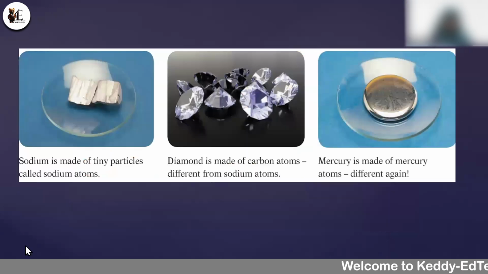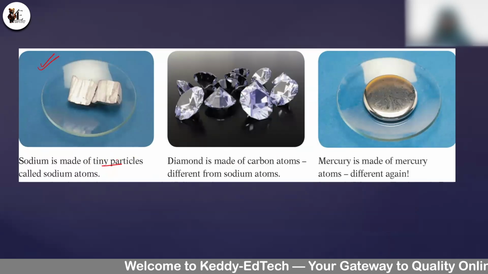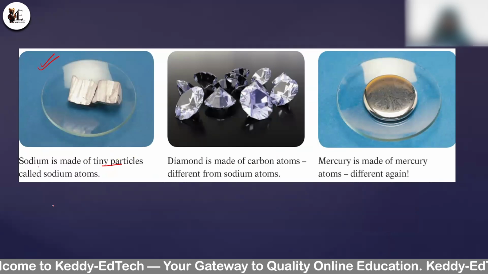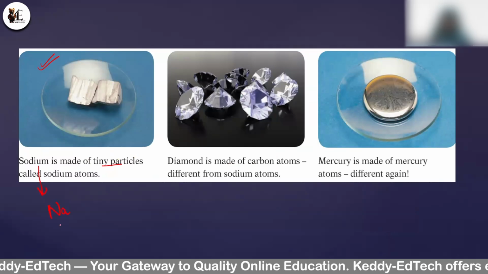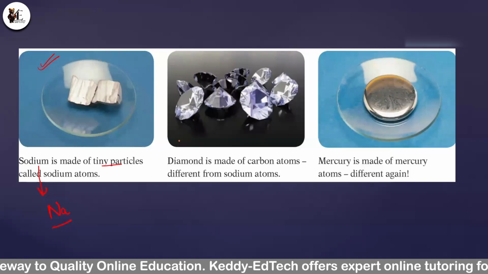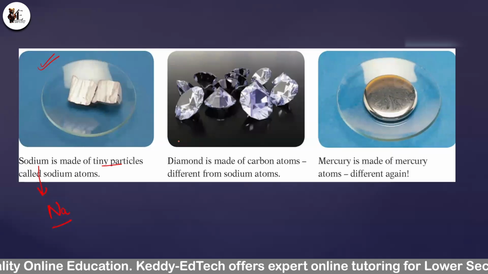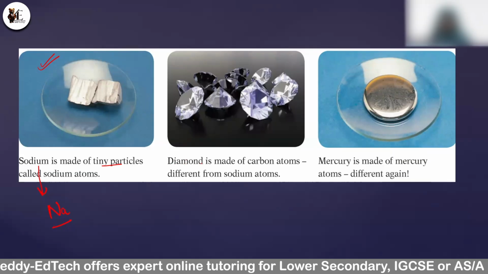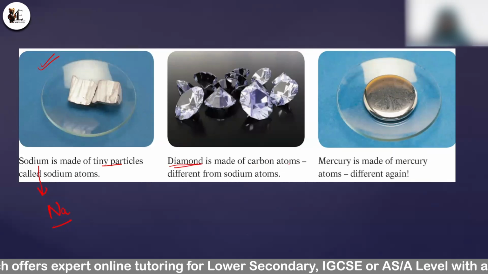So you can see these images. First image, it is sodium. It is made up of tiny particles. Obviously, elements are made up of tiny particles, which are called atoms. And the chemical symbol for sodium is Na. Okay, the chemical symbol for sodium is? Is it Na? Yes, Na. Diamond is made up of carbon atoms.